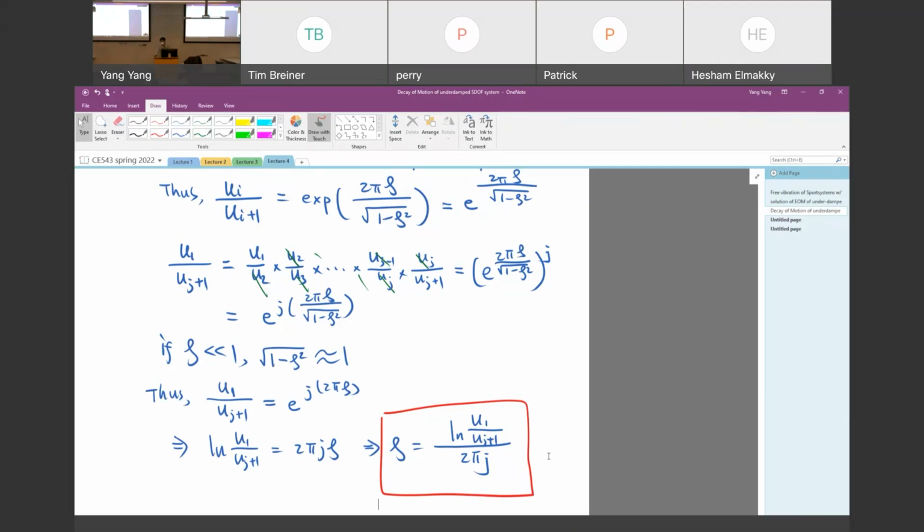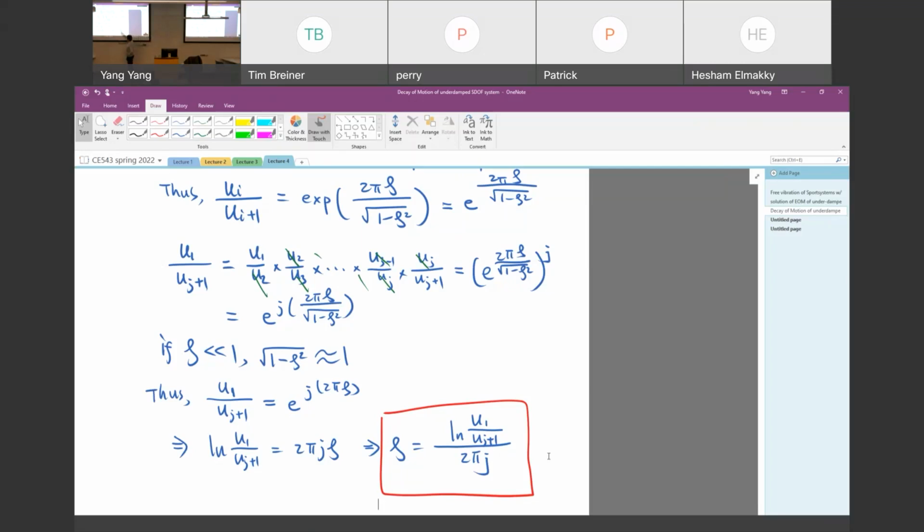Because as I mentioned earlier, if you would like to find a way to calculate the damping ratio given the material properties or the geometry of the structure, it's very difficult, very challenging. The only way for us to get the value for damping ratio is to do testing. That's why the equation is very important. J is just the number of cycles.